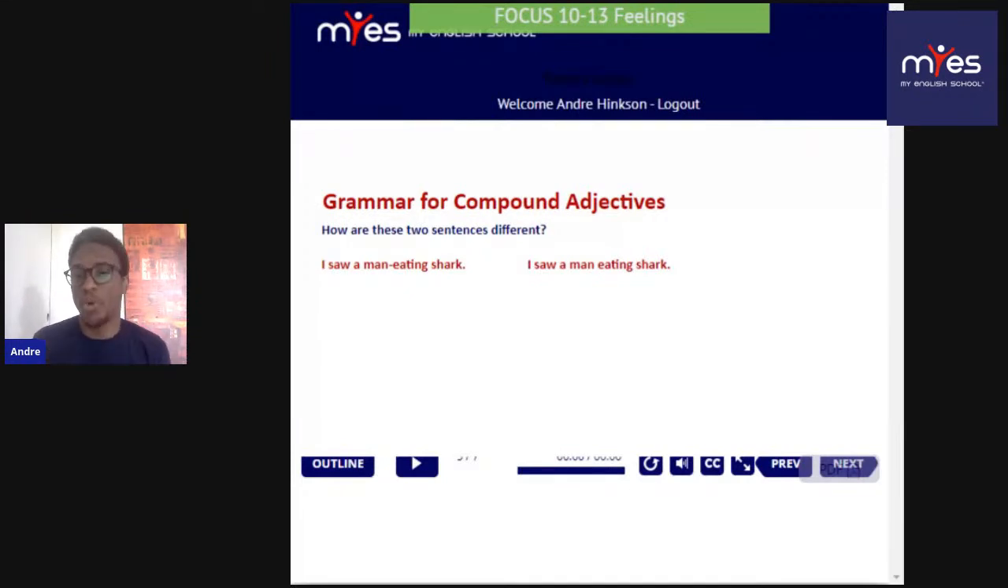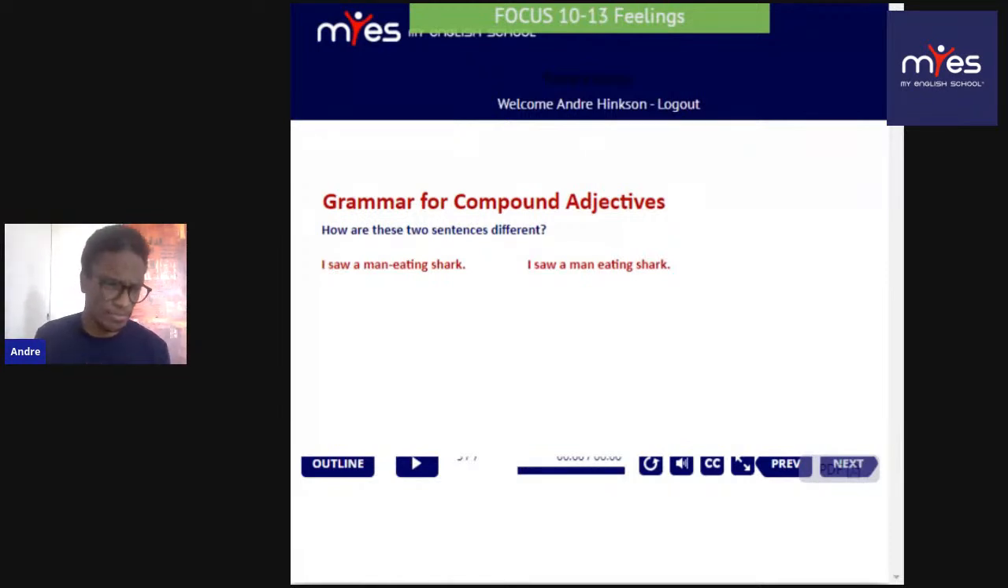The first one is a compound adjective with the hyphen. So man-eating shark, it describes the shark. While on the other side, on the right, I saw a man eating shark. It's not a compound adjective. So man is the noun, or the subject. No, the noun. And eating is the verb, to eat, with the ing form. So it's I saw a man eating shark.